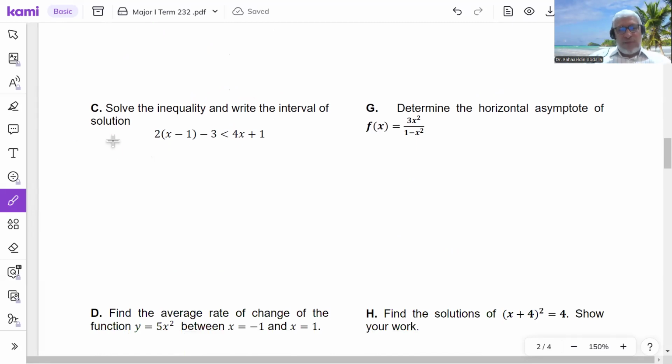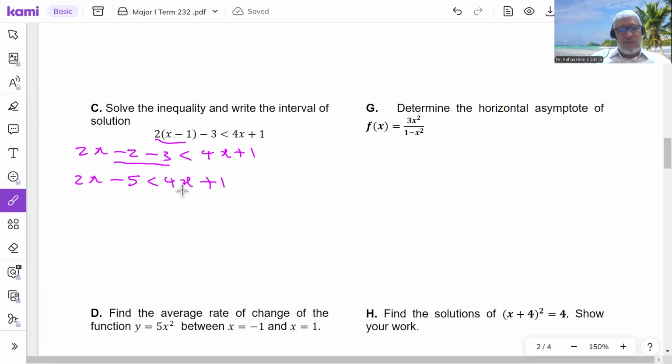Solve the inequality. This is a linear inequality because x has power 1. So just expand 2 times x, and then 2 times minus 1, and then there is a negative 3 less than 4x plus 1. These are two numbers, we can combine them together. Negative 2 minus 3 is just negative 5.